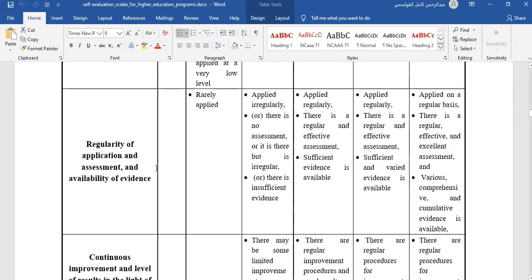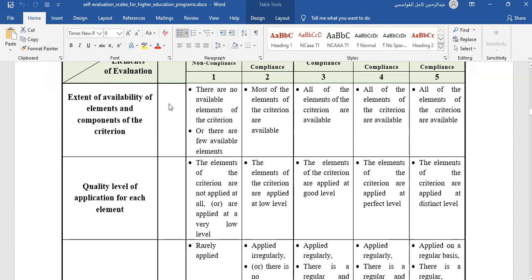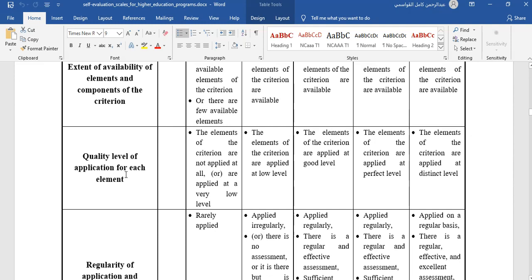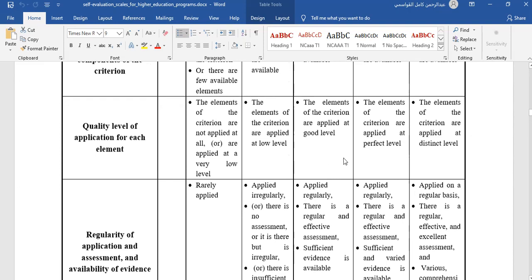So you can measure yourself. For example, for availability, it can be of any level, but all of the elements of the criterion are available. All of them are available. So there are 3, and you can be here, here, or here for this element. Second, quality level of application for each element. The elements of the criterion are applied at a good level, at a perfect level, or at a distinct level. So this is about the application.